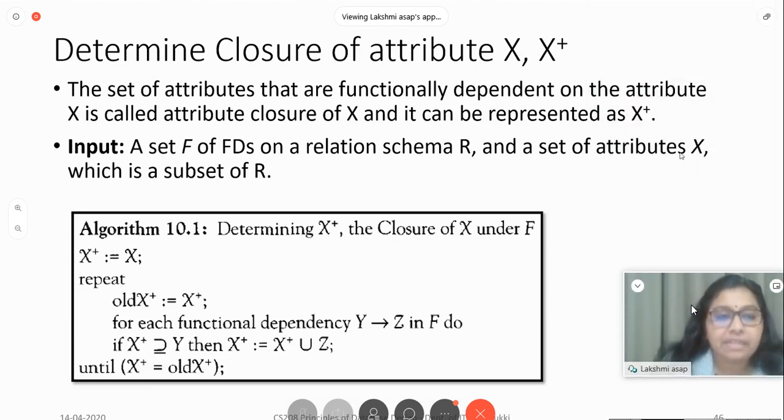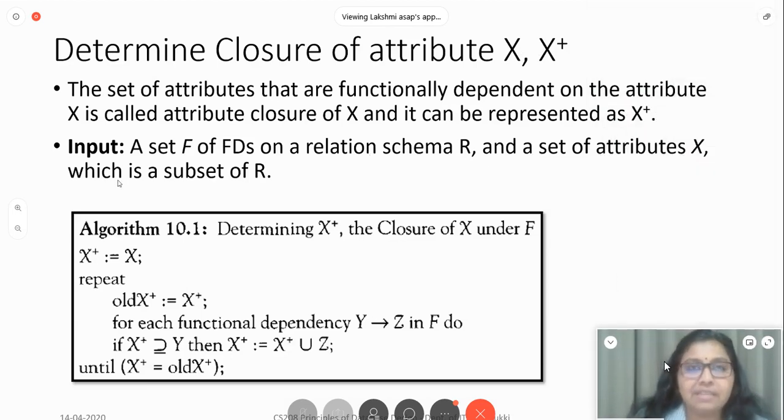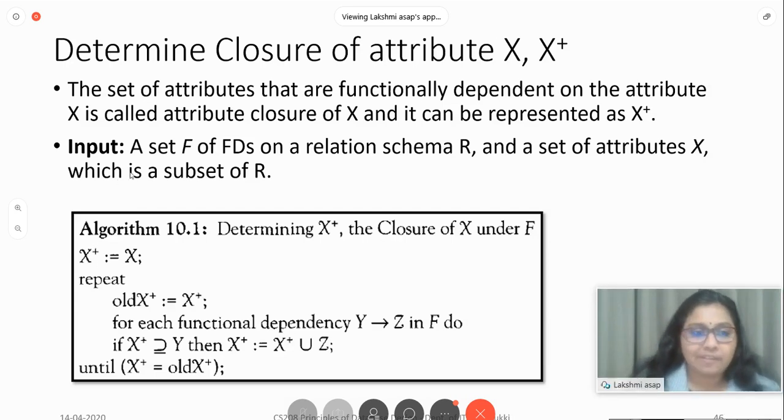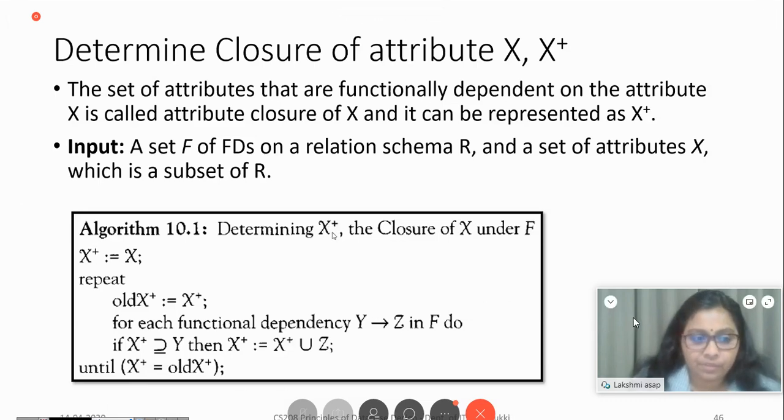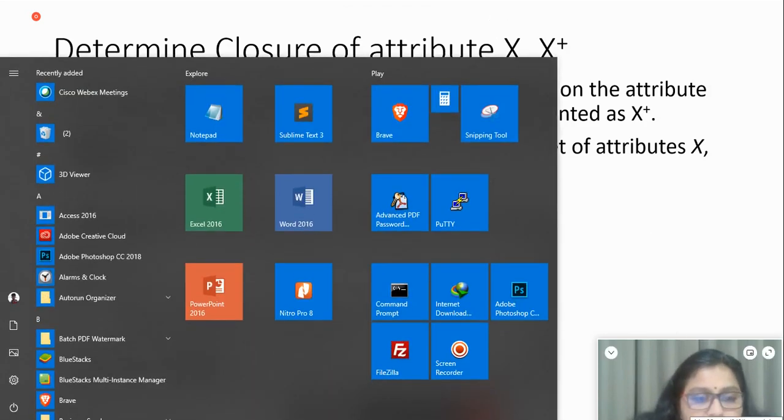you are given a set F of FDs on a relation schema R and a set of attributes X, which is a subset of your universal relation schema R. We are going to find X plus, which is the attribute closure of X. So this is the algorithm for doing that. Basically, let's just focus on these two.